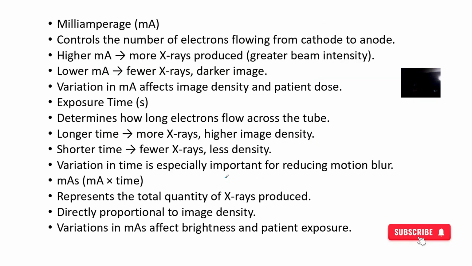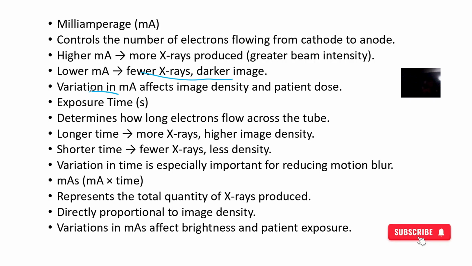You understand? Then we also have the milliamperage, which controls the number of electrons flowing from cathode to anode. If you have a higher one, more X-rays is produced. If you have a lower one, less X-rays is produced, but you have a darker image.